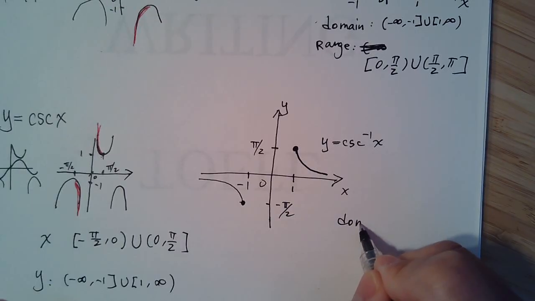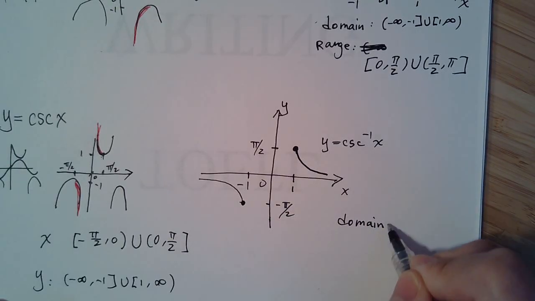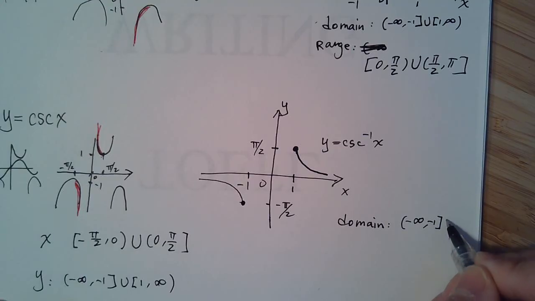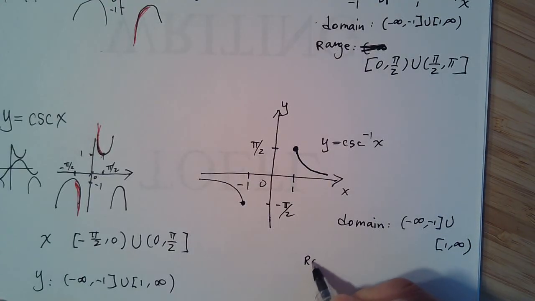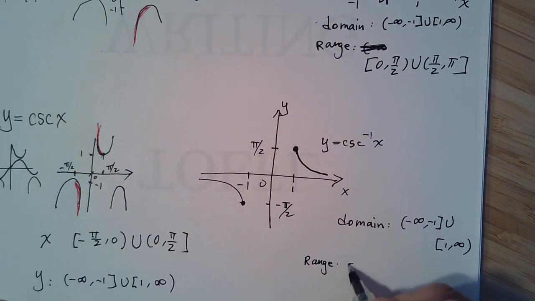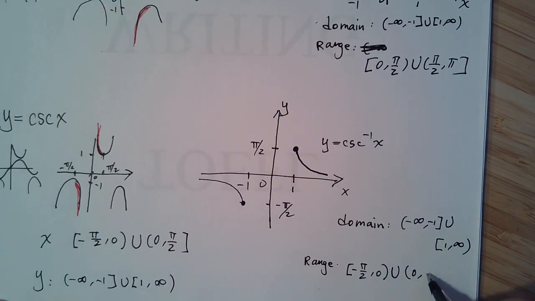And what is the domain? The domain is negative infinity to negative 1, 1 to positive infinity. And the range is from negative pi over 2 to 0, just not 0, and then positive pi over 2.